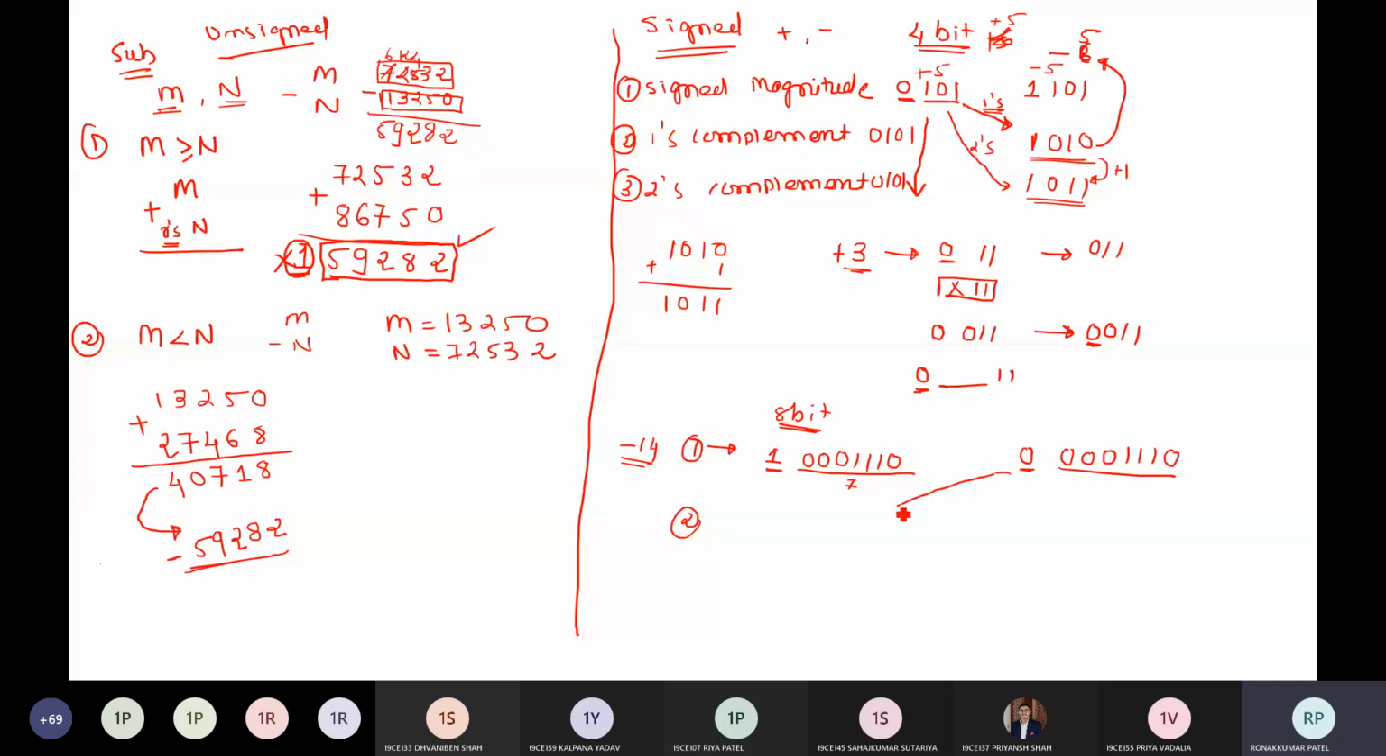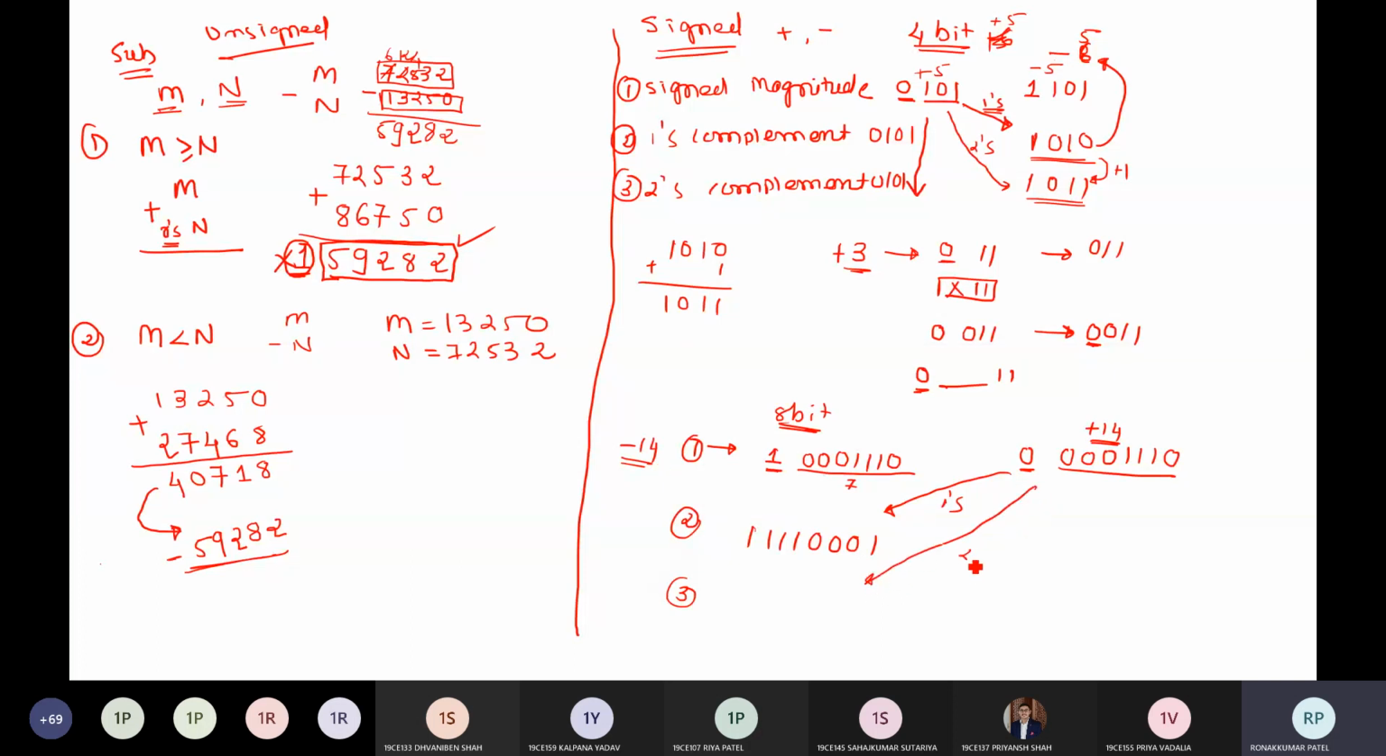Now you can take 1's complement of this. So now 1's complement of this is to change every bit. So 1, 1, 1, 1, 0, 0, 0, 1. This is the 1's complement. This is plus 14. Third, 2's complement of minus 14.